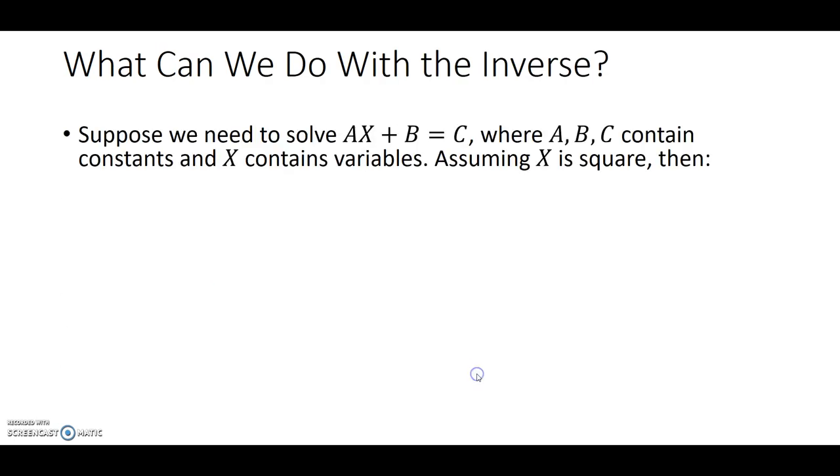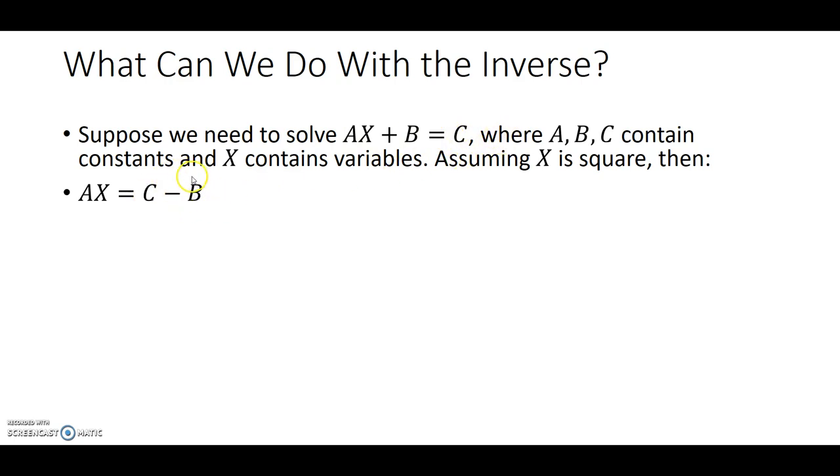So what can we do with the inverse? Well, let's say we want to solve a matrix equation that we set up, and we'll see this a lot later on: AX plus B equals C, where A, B, and C are some matrices that contain constants, and X contains variables. So we're assuming X is square. And then in that case, what we can do is subtract a matrix from both sides. So subtract B from the left, subtract it from the right.